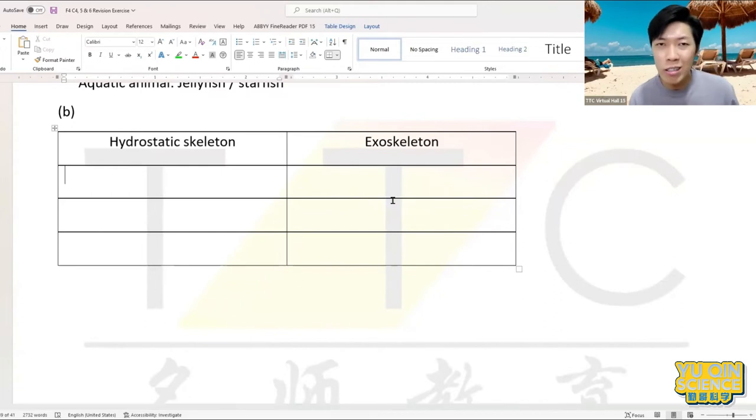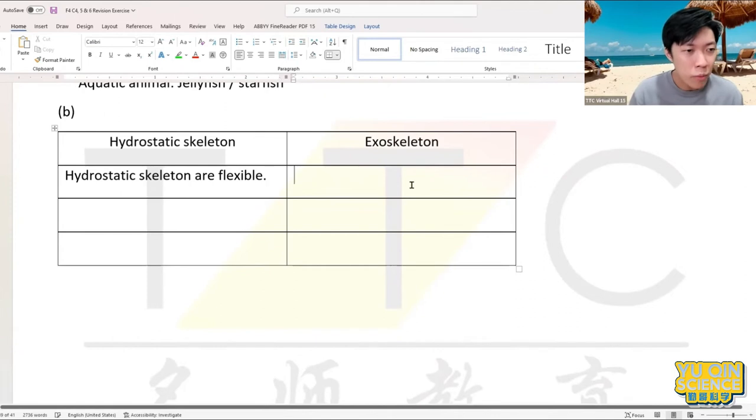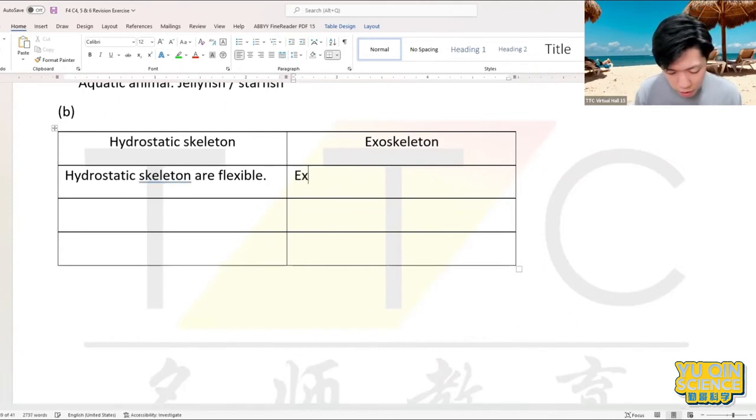Okay, of course you're not going to write yes, no, good, bad, strong, weak. We want to form some sentence to explain. So hydrostatic skeleton is flexible. Maybe like that. Actually, you can just write the word flexible, but I just want to make myself feel more secure, so I do a sentence, but actually you can just write flexible. Okay, then the other one is opposite.